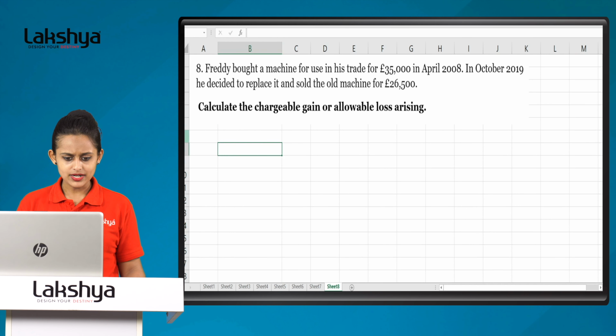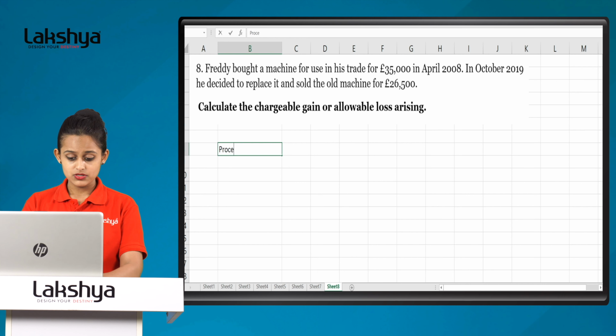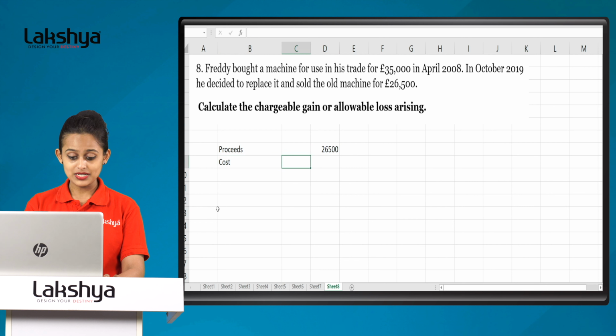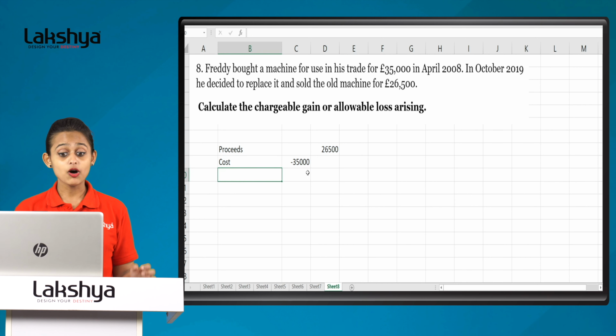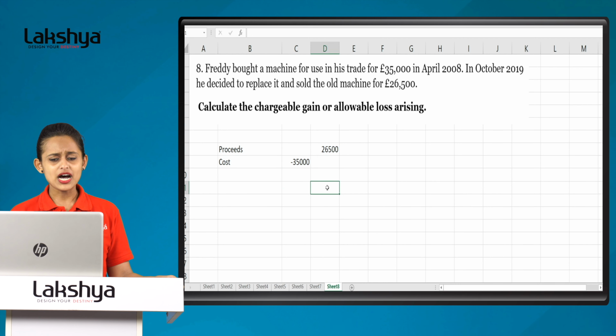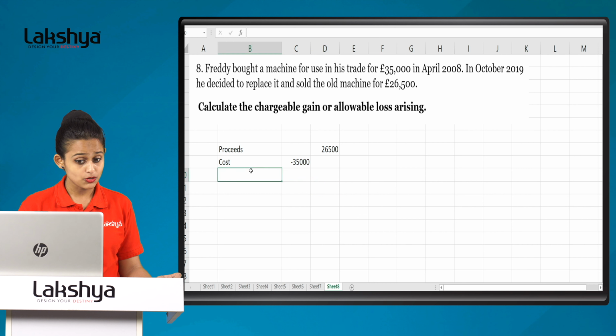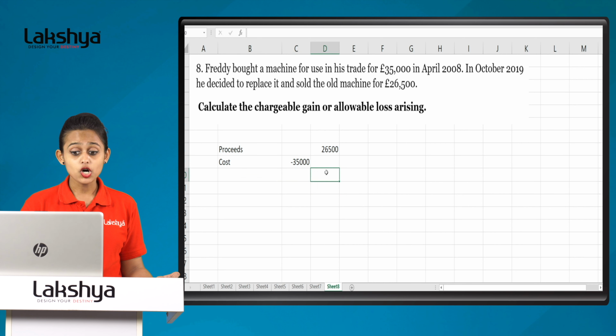So we'll first write down the proceeds. What are the proceeds given to us? 26,500. Then what is the cost given to us? Cost given to us is 35,000. What do you do from there? From 35,000, how much do you reduce? Basically your final answer must be 0, which means even the cost must be 26,500, correct? So how much must you reduce?